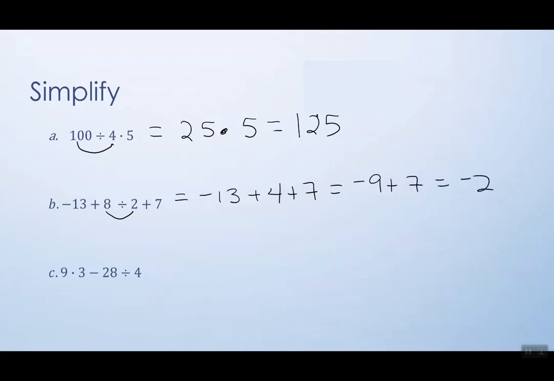C says 9 times 3 minus 28 divided by 4. So 9 times 3 happens first. So I'm first going to do the multiplication. That's 27. 28 divided by 4, that's going to happen second. So 28 divided by 4 is 7. Now I can do the subtraction, and I end up with 20.